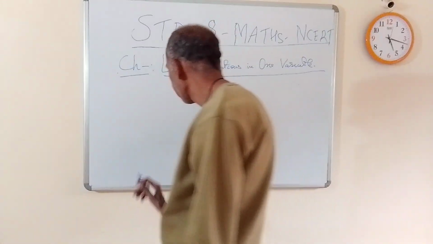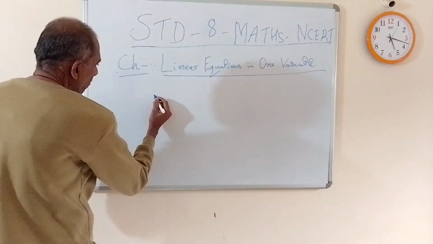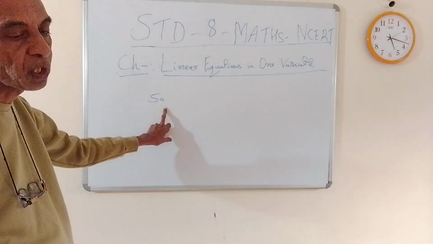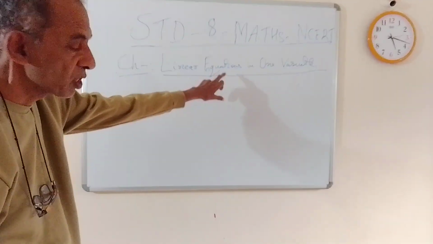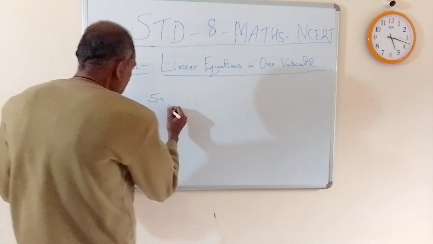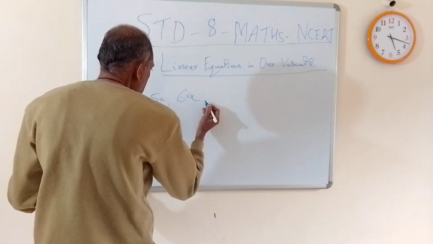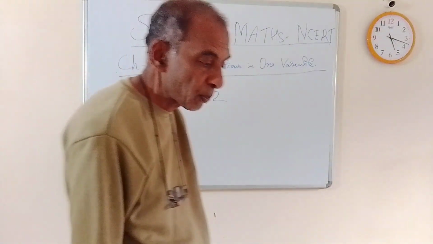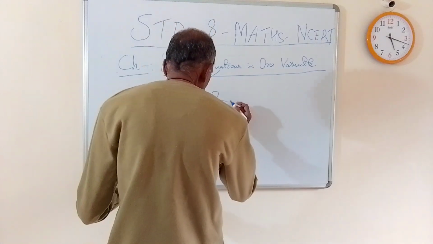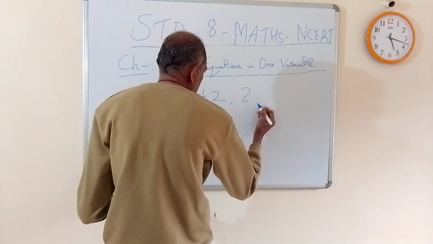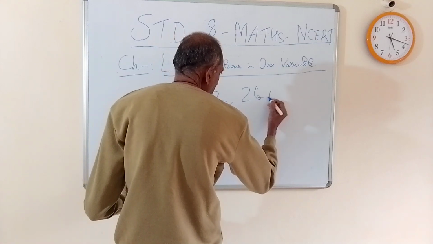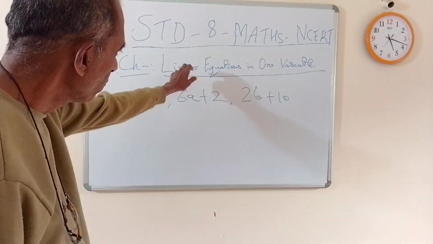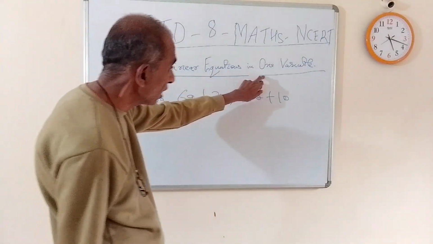Now, for example, if we take say 5a. Okay, now this is an expression, we call it an expression. It is not an equation, it is an expression. Similarly, if I take say 6a plus 2, this also will be an expression. It can go on, like we can take say 2b plus 10, like so. These are all expressions. Now the chapter is linear equations in one variable.